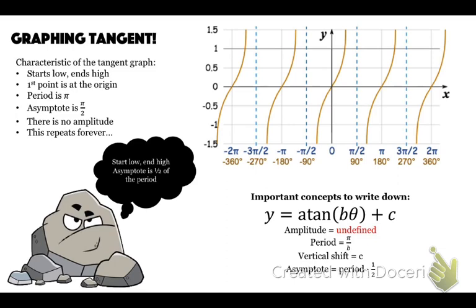Anytime it asks you for the amplitude of a tangent function, it is undefined. There can still be an a value, but for as long as I've been in math, I've never really had to know that. The a value just stretches it. That's all it does for the tangent graph. The period is pi over b, vertical shift is c, and the asymptote is the period times 1/2.